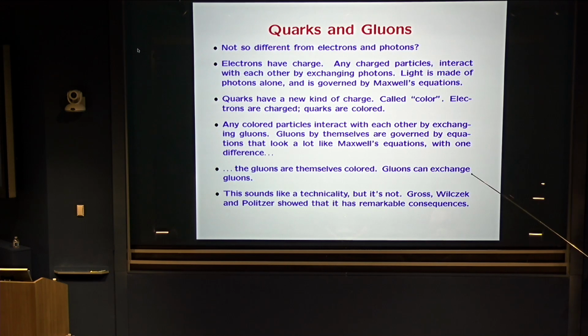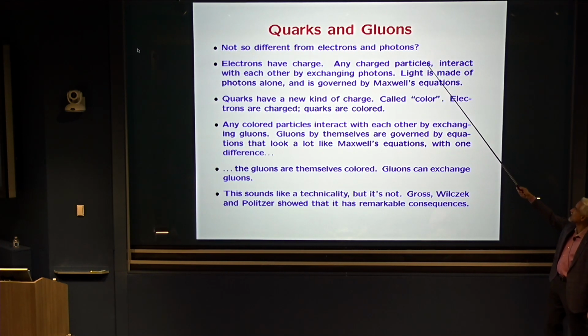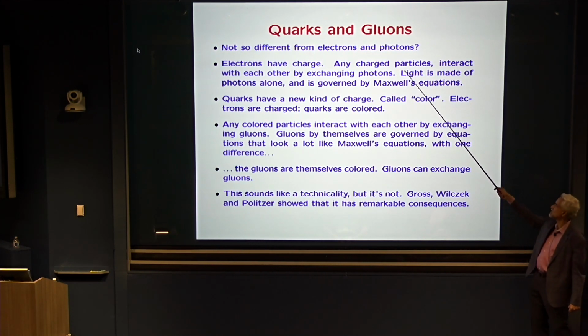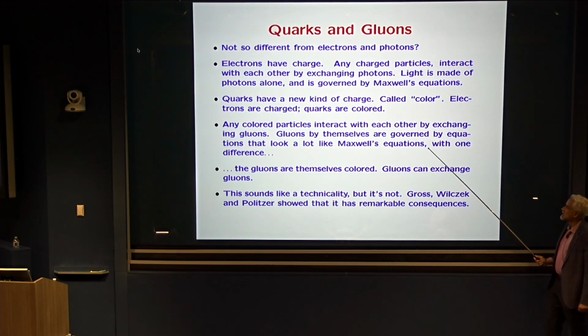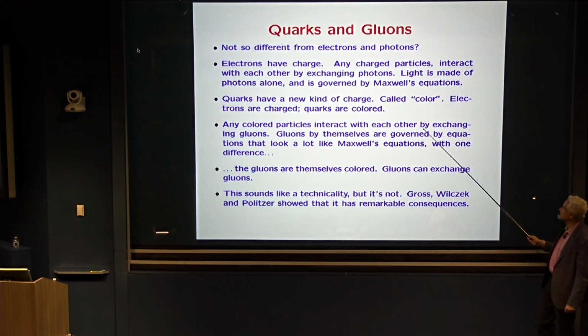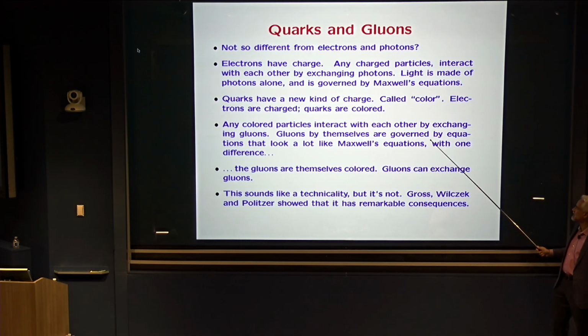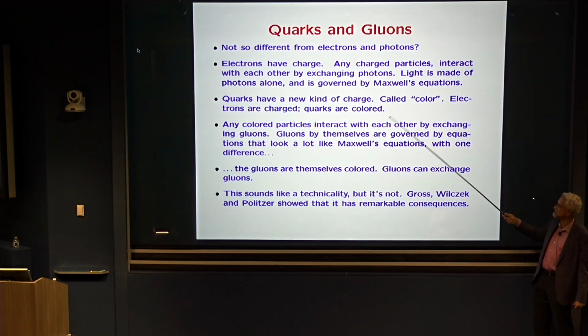So quarks come along with gluons, just as electrons come along with photons. Photons are the particles of light. Gluons are their analog. Electrons have charge. They exchange photons. Photons are governed by Maxwell's equations. This is the physics of light and electrons. Quarks have charge. It's a new kind of charge. It was called color in the 1960s. Quarks are colored. They interact by exchanging these gluons. Gluons by themselves are governed by equations that look a lot like Maxwell's equations. There are many analogies between quarks and electrons, gluons and photons.